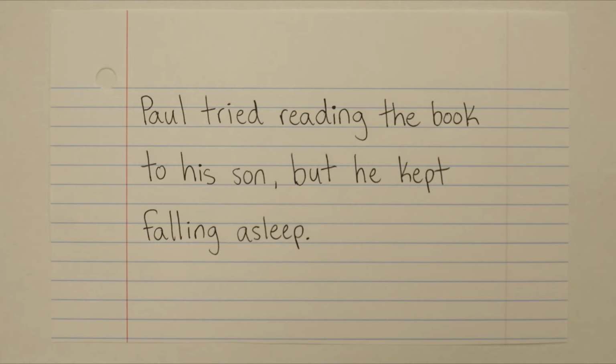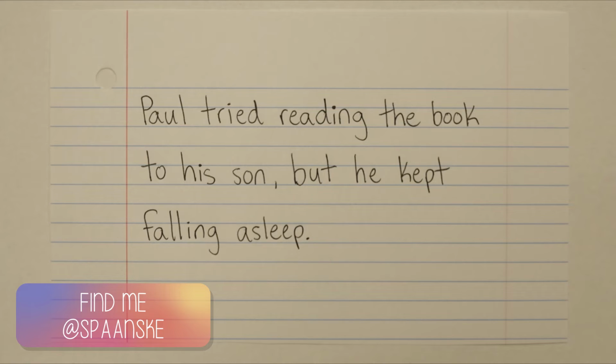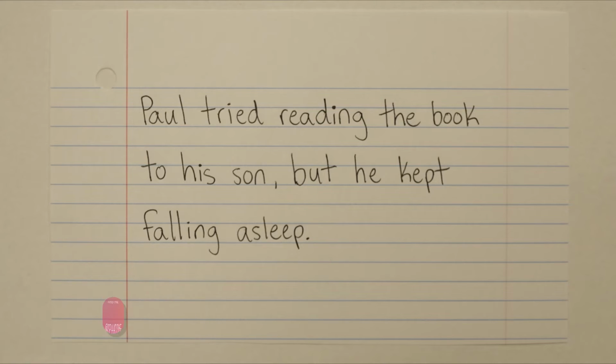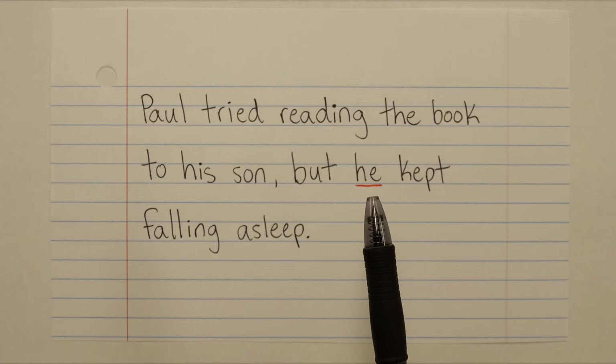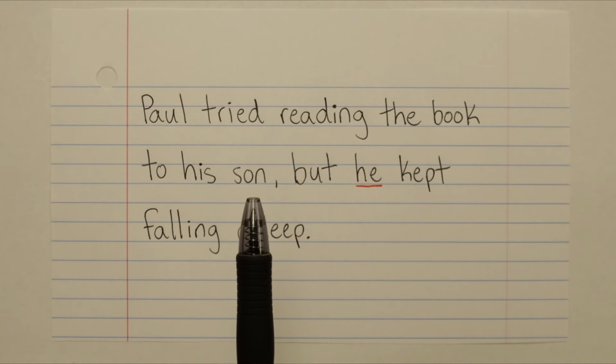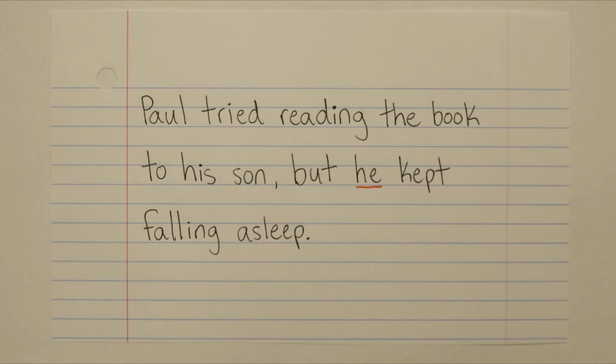Here we go. Paul tried reading the book to his son, but he kept falling asleep. Okay, so what's the problematic pronoun here? What are we even looking at? Answer is he. Great. Okay, so why is this a problem? Why doesn't he work here? Well, it doesn't work because he could be referring to either Paul or his son, making it unclear who exactly kept falling asleep.